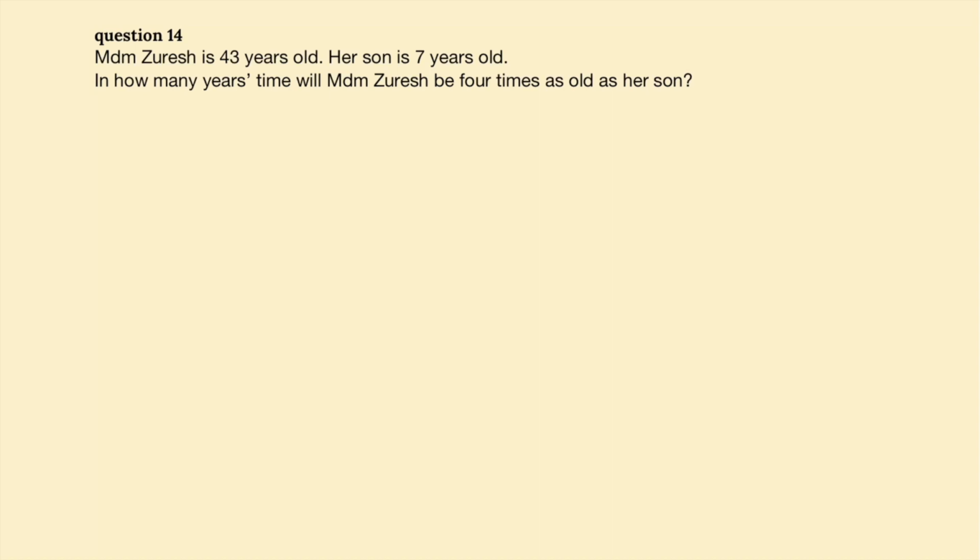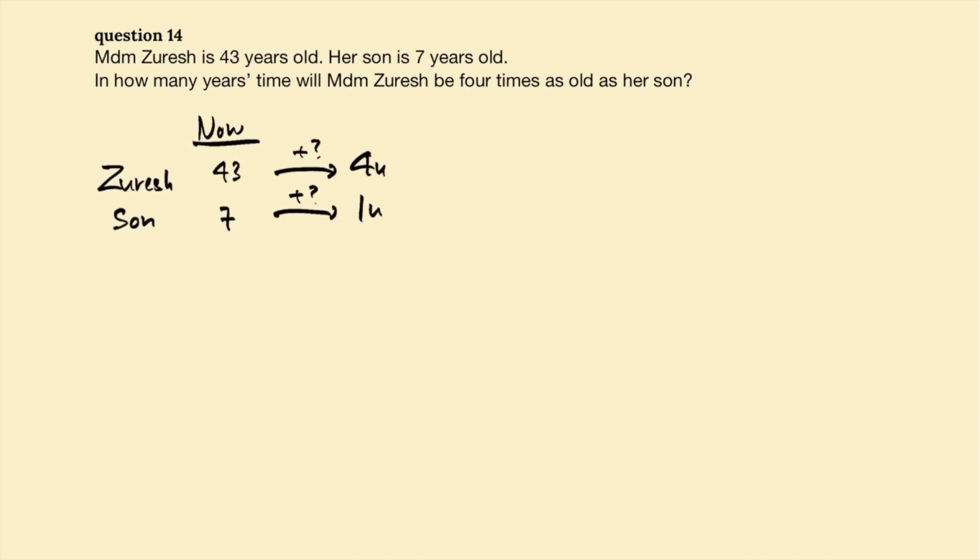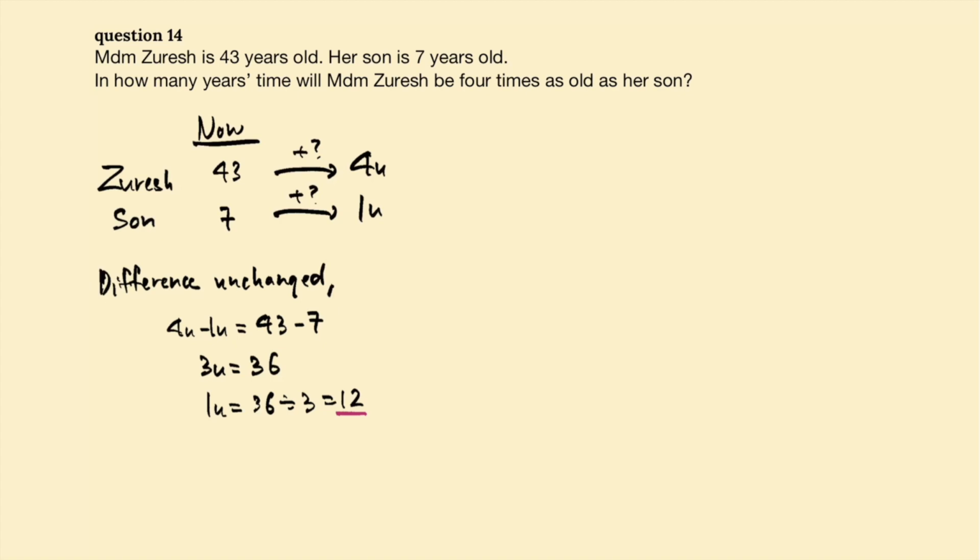Madam Zuresh is 43 years old. Her son is 7 years old. We can find the age difference. In how many years' time in the future will Zuresh be 4 times as old as her son? So we know Madam Zuresh right now, 43. The son is 7. In an unknown number of years in the future, 4u, 1u. Okay, we can find the difference. Difference is always unchanged. So the difference here will be 3 units. And the difference here will be 36. So 1u therefore is 12. Well, we can say this is 1u, 12, which means we can find out in how many years' time. So 7 in the future, 12, that must be 5 years from now.